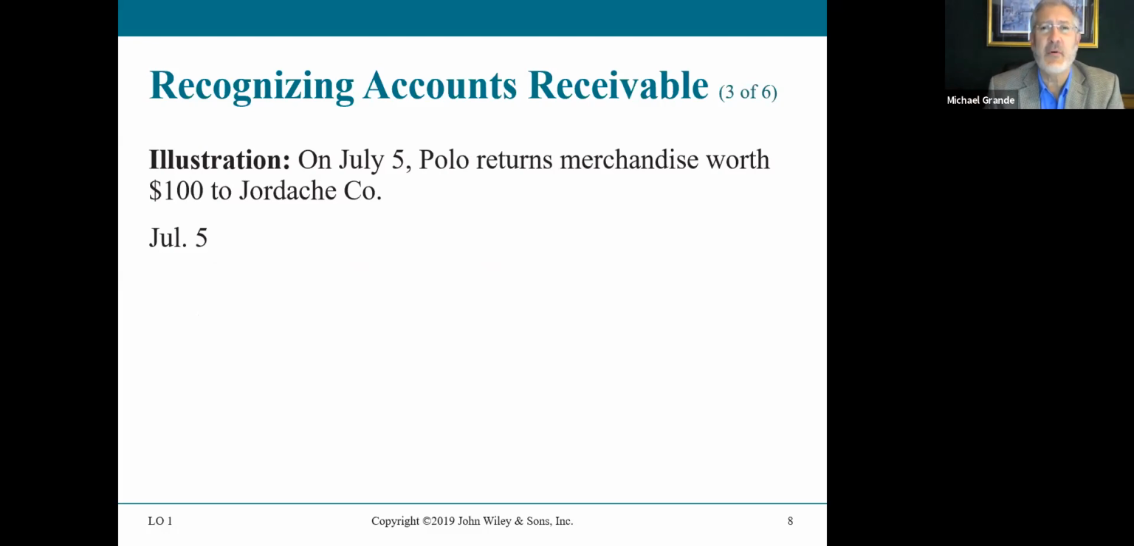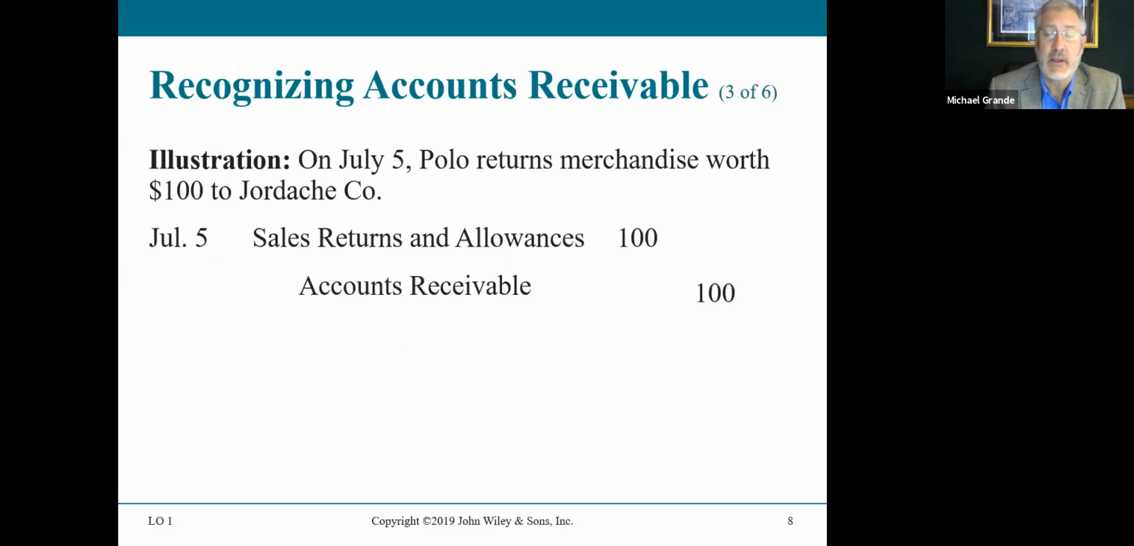On July 5th, Polo returns merchandise worth $100 to Jordache, okay? Sales returns and allowances, and they're no longer entitled to the $100 to be paid.